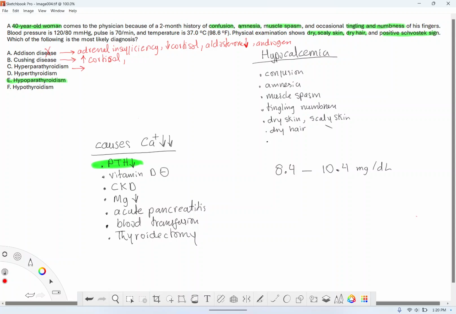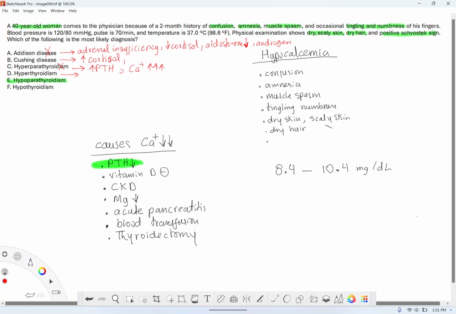Hyperparathyroidism, too much PTH. This leads to an increase in calcium. This will lead to hypercalcemia, not hypocalcemia. We're looking for hypocalcemia, so that's not an option. Hyperthyroidism is clear-cut, obvious, that has to do with thyroid, and hypothyroidism has to do with thyroid, nothing to do with hypoparathyroid and with calcium.